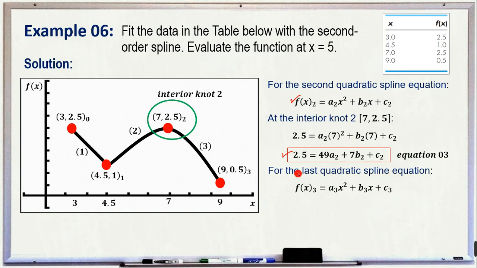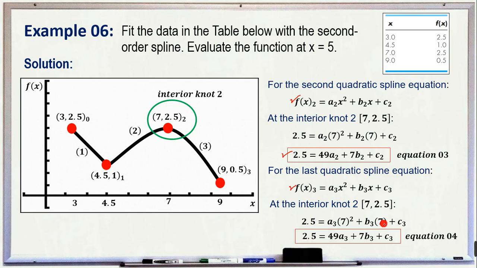Next, for the third quadratic spline equation, or the last, this is its format. So at the interior knot number 2, you're going to substitute the values for x and y to our last quadratic spline equation, so that you will arrive at this equation: 2.5 is equal to a3 times 7 squared plus b3 times 7 plus c3. Simplifying this one, you will arrive at your equation number 4.